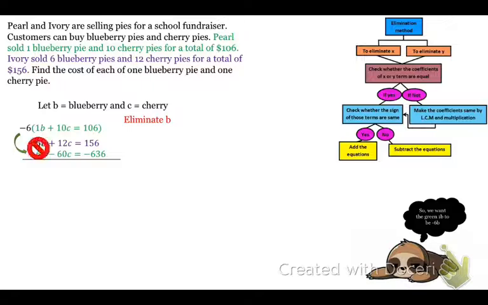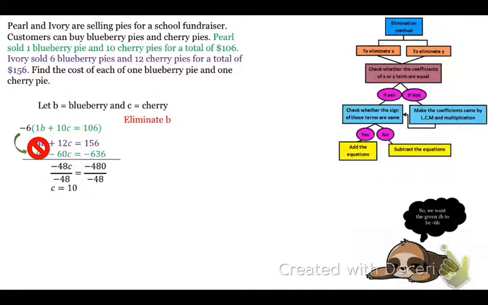So those 6B's are gone. 12C minus 60C is negative 48C. And 156 minus 636 is negative 480. To finish solving for C, just divide by that negative 48, and you get C equals 10. So that means the cost of a cherry pie is $10.